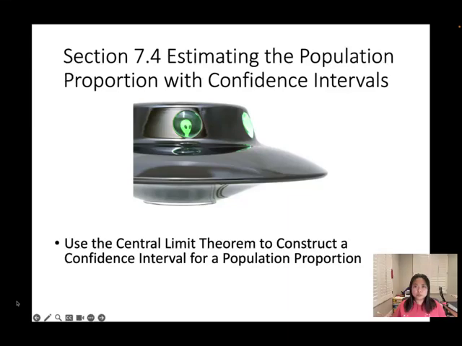Section 7.4: Estimating the population proportion with a confidence interval. For these sessions, we're going to learn how to use the central limit theorem to construct a confidence interval for the population proportion. Remember in section 7.3, we talked about the central limit theorem. We have three requirements before we apply it. And for these sessions, we're going to learn how to construct the confidence interval for the population proportion.